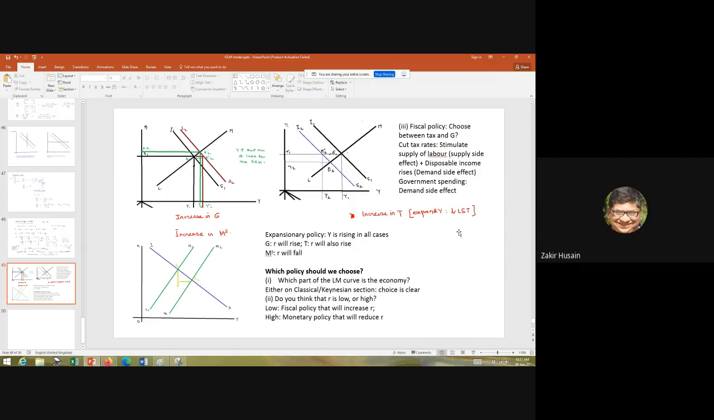So in recession, why are you saying that they're cutting taxes? We can also have an increase in G. In fact, Keynes advocated an increase in G.